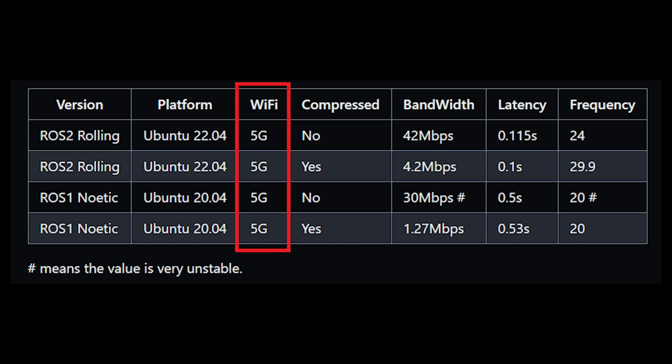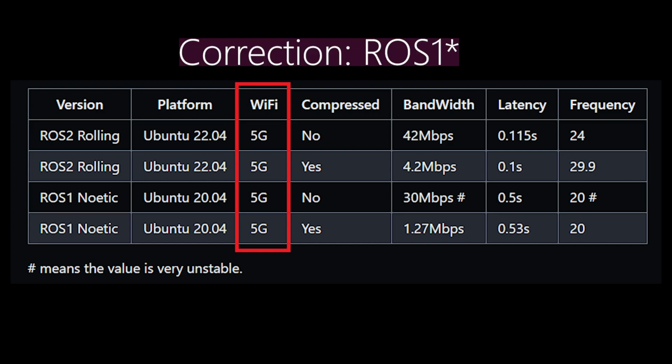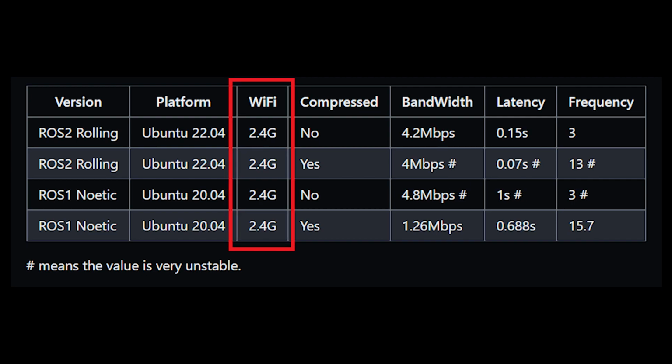Finally, we put all the results together to summarize. Overall, ROS2 performs the best under 5 GHz Wi-Fi, whether the image is compressed or not. It is stable and usable, while ROS1 only works well with compressed images under 5 GHz Wi-Fi. When using 2.4 GHz Wi-Fi, both ROS1 and ROS2 are almost not usable. Both frame rates cannot exceed 16 frames.